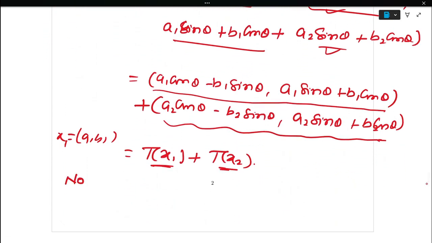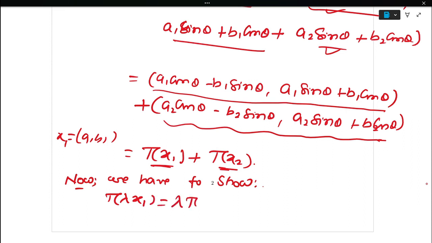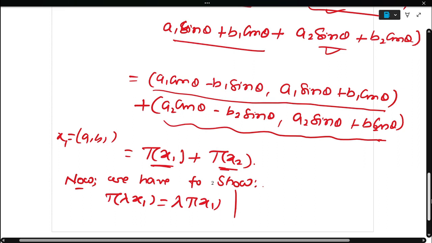Now we have to show T of lambda x1 equals lambda T of x1, okay. We can so easily show this.